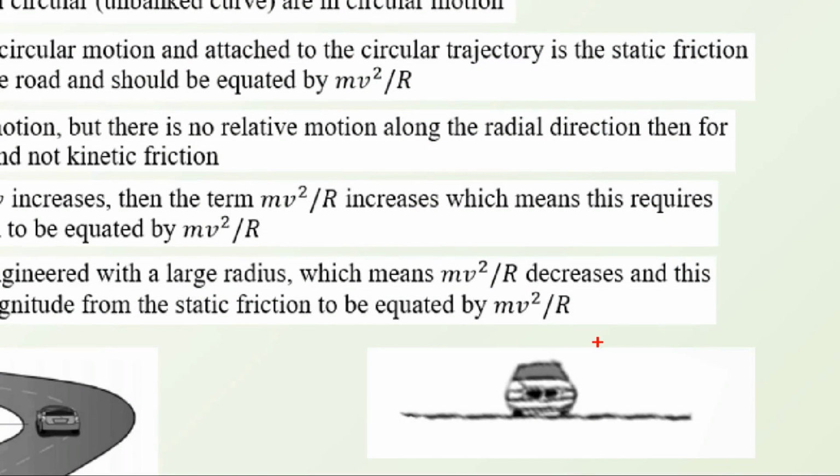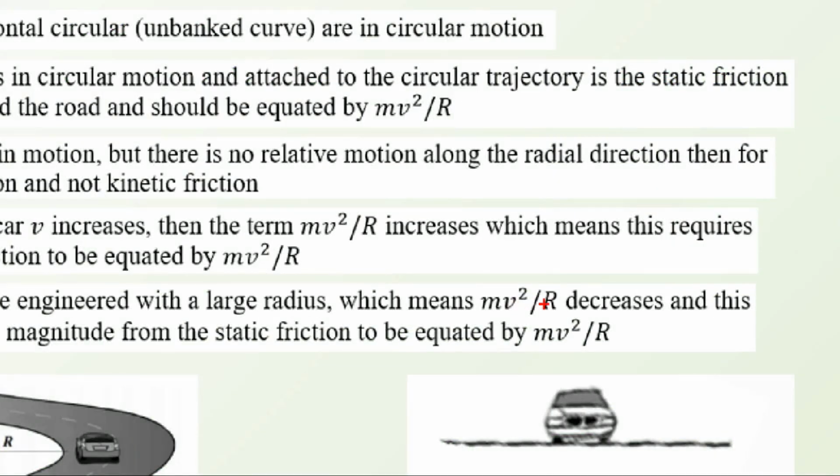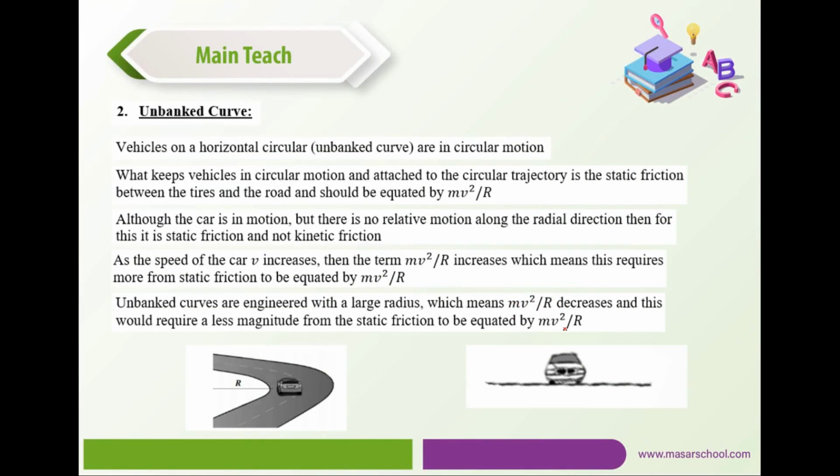However, here the argument is pretty different. We're claiming that the speed will remain constant. We don't want to change the speed of the car. We're just increasing the value of r. In the previous case, we were changing v and r simultaneously. However, here we're keeping v constant and increasing the value of r, which makes mv squared over r decrease. So just as a recap, in unbanked curves, it is more beneficial to increase the radius of curvature, and that would require less static friction.